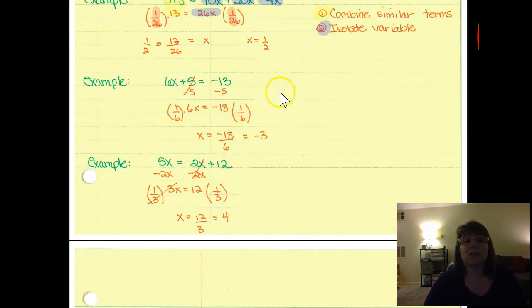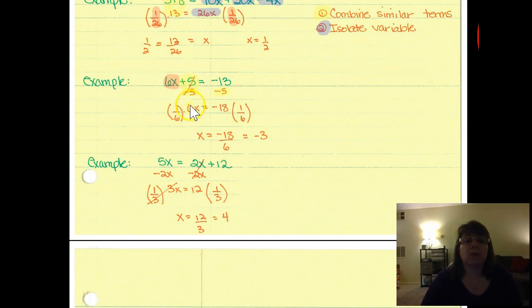All right, again, we're going to combine like terms, we're going to isolate the variable, and then we'll build up to the answer. So our original problem is 6x plus 5 equals negative 13. Well, the first thing I need to do is get 6x all by itself. So the first thing we need to do is get rid of this adding 5. The reverse of adding 5, using our addition property of equality, we're going to subtract 5 from both sides. So subtract 5 and subtract 5. Now I'm going to have 6x equals negative 18.